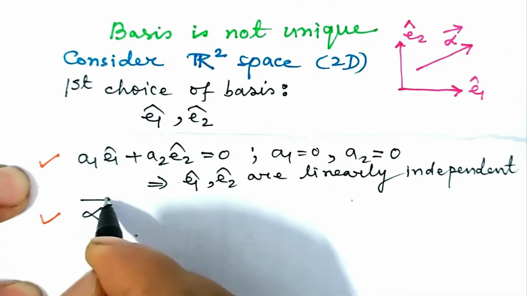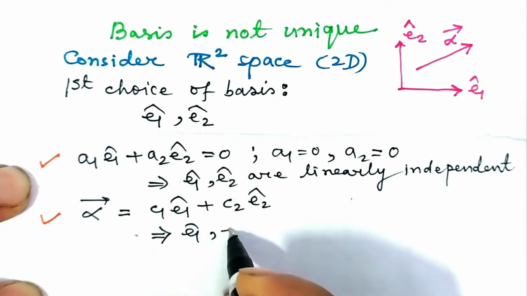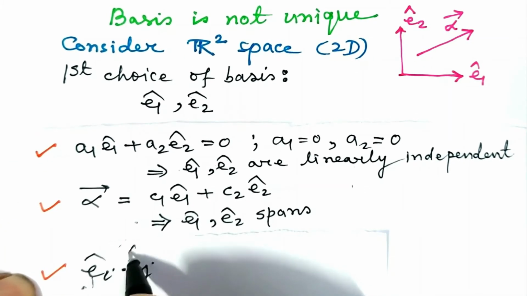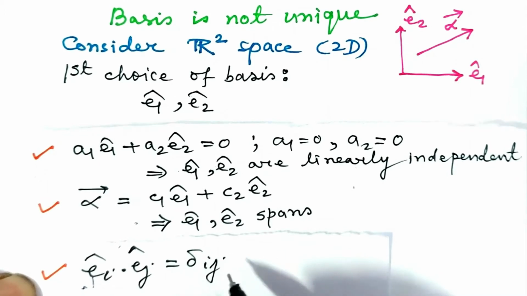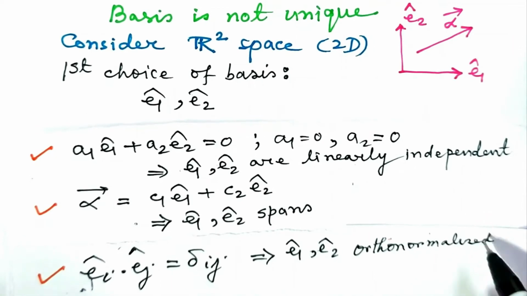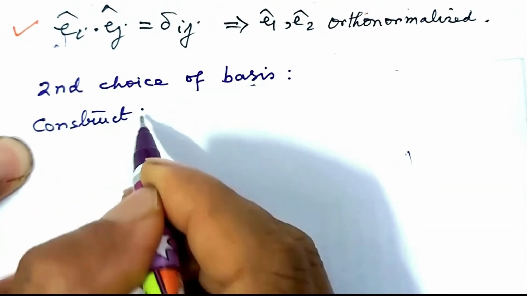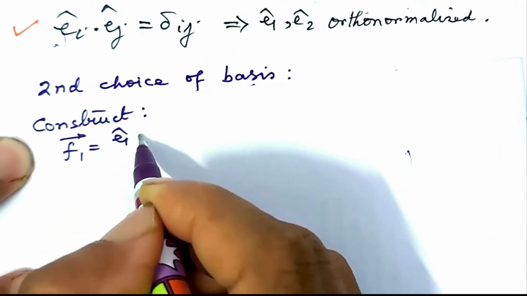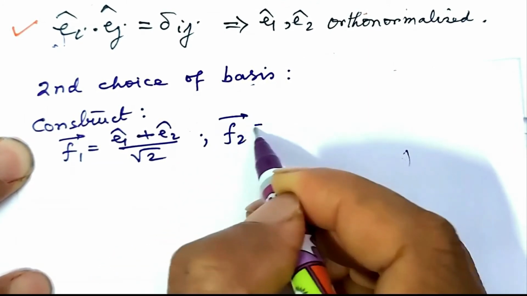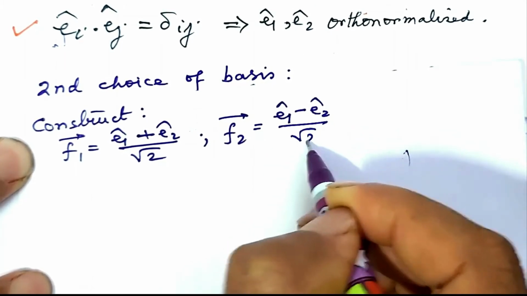Again, vector alpha can be expressed as c1 e1 cap plus c2 e2 cap. So e1 cap, e2 cap span the R2 space. Again, ei cap dot ej cap equal to Kronecker delta ij, which means that e1 cap, e2 cap are orthonormalized. Let us try a second choice of basis. Construct vector f1 equal to e1 cap plus e2 cap whole divided by under root 2, and vector f2 equal to e1 cap minus e2 cap whole divided by under root 2.